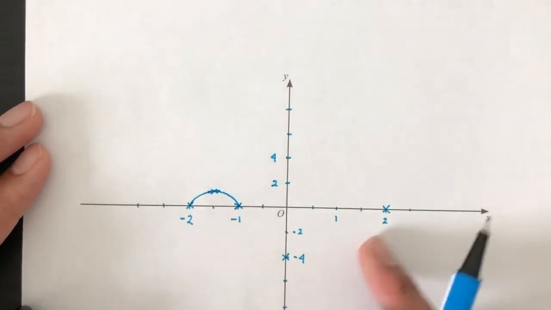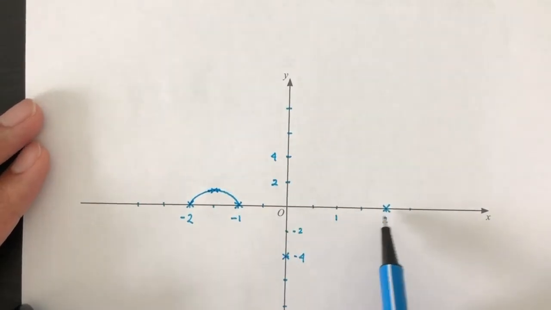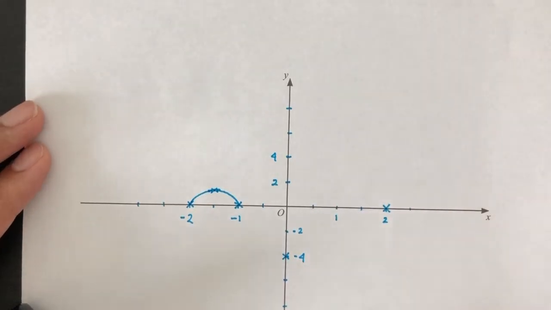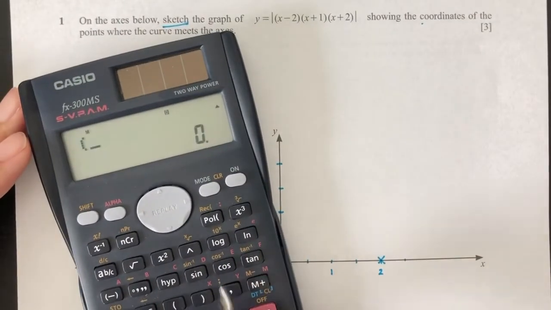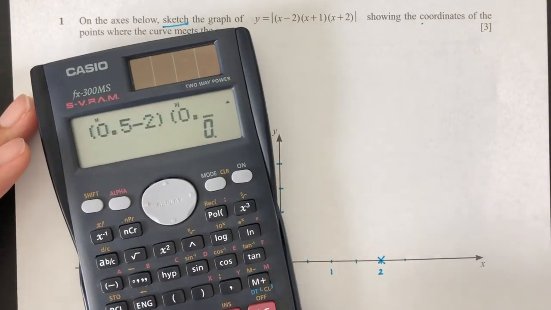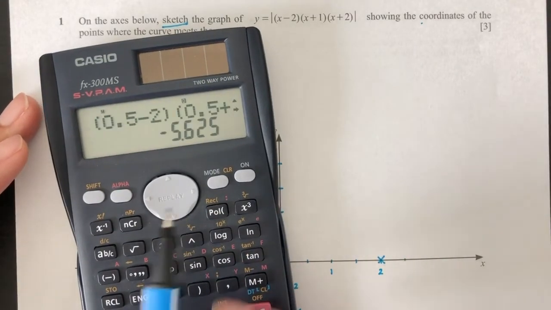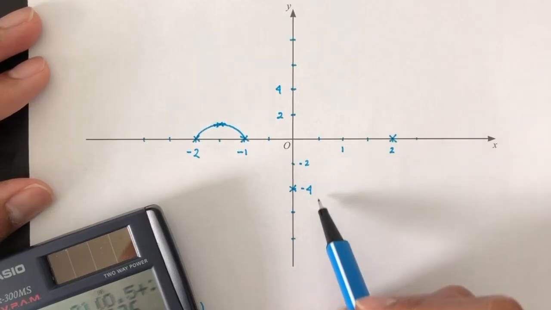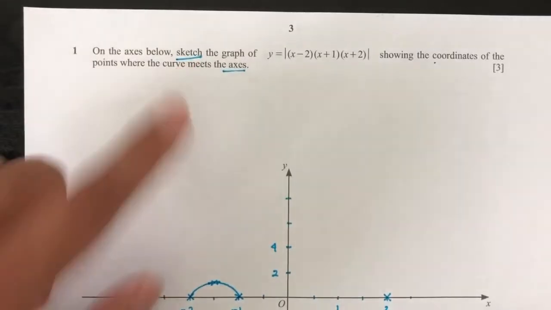Now for this one, we have minus 1 till 2, so we have 1, 2, 3, so 1.5. So 1.5 will be here. At this point, is the value up or down? Same thing, replace. This value is 0.5. So for x equal to 0.5, we have (0.5 minus 2)(0.5 plus 1)(0.5 plus 2). That will be minus 5.625, so this will be about here. It doesn't have to be exact because it is only a sketch of the curve.